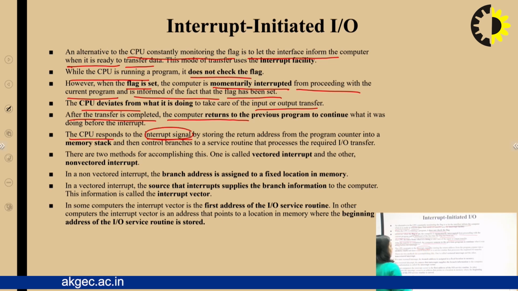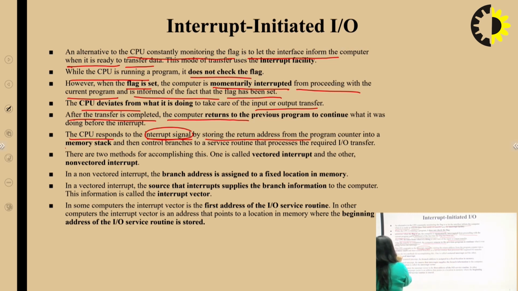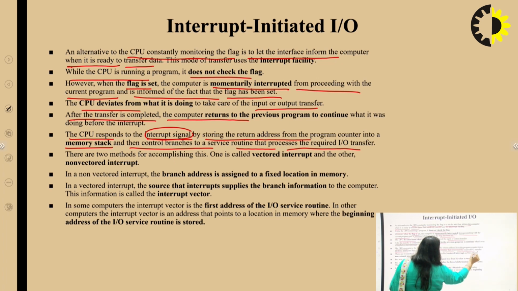The CPU responds to the interrupt signal by storing the return address from the program counter into a memory stack. So it stores the address of the program in the program counter and then responds to the interrupt signal. And then control branches to a service routine that processes the required input output transfer. Now there are two methods to accomplish this. One is vectored interrupt and the other is non-vectored interrupt.